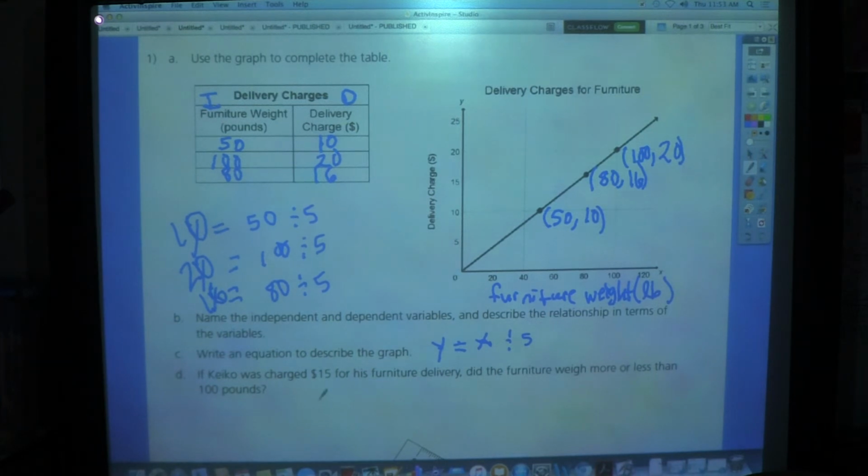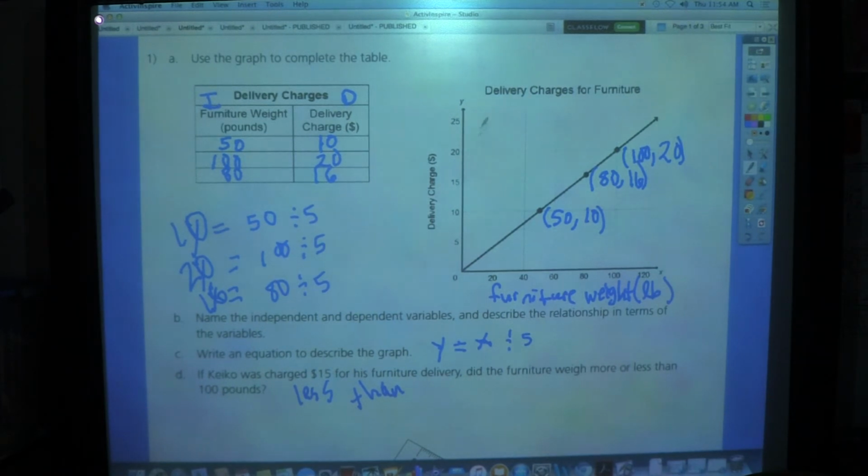Or I could simply take that 15 and times it by 5, get 75, and I would get 75 pounds. So I could do it that way. But I'm going to say that the $15 amount would be less than 100 pounds.